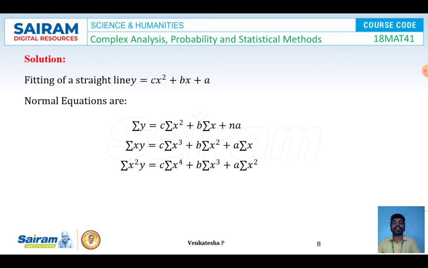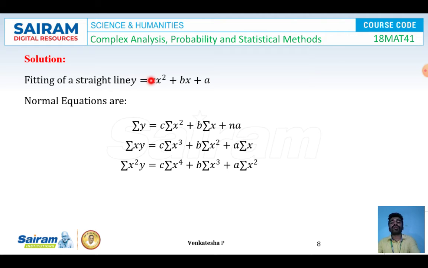plus bx plus a. So take the equation first. y = cx² + bx + a. Apply summation on both the sides. We'll be getting summation y = c summation x² + b summation x + na. So multiplying x on both the sides and applying summation, I got summation xy = c summation x³ + b summation x² + a summation x.